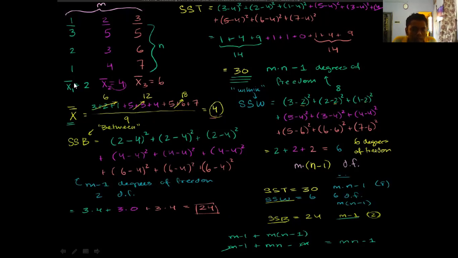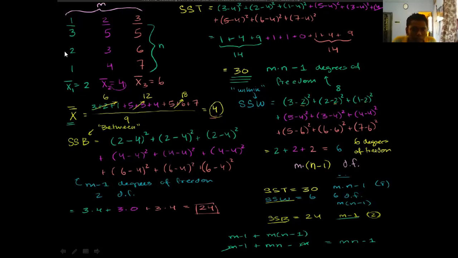And what will be the degrees of freedom for the between case? You are comparing between groups. Since there are 3 groups, your degrees of freedom will be 3 minus 1, which is equal to 2. This will be your degrees of freedom, m minus 1, 2. Okay. And now you compute the sum of square within.